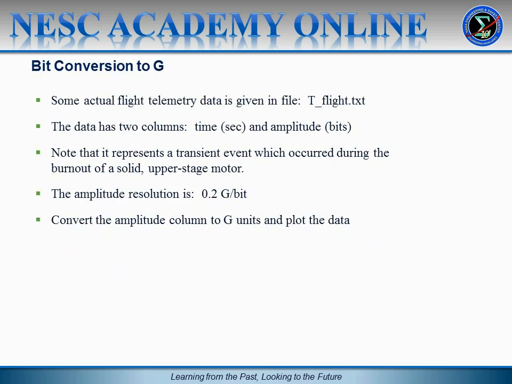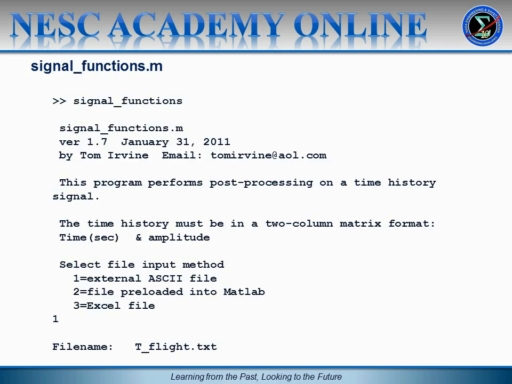Here's an exercise. Some actual flight telemetry data is given in file t_flight.txt, and this is flight accelerometer data. There are 2 columns, time in seconds, and the amplitude is in terms of bits. And this represents a transient event which occurred during the burnout of a solid upper stage motor for a launch vehicle. Now the amplitude resolution in this case is 0.2 G per bit. So let's convert the amplitude column to G units and plot the data.